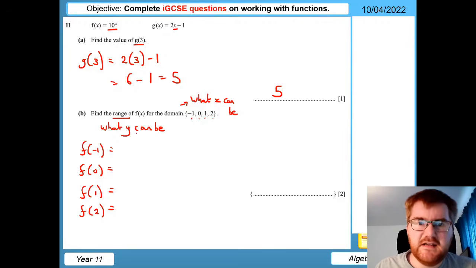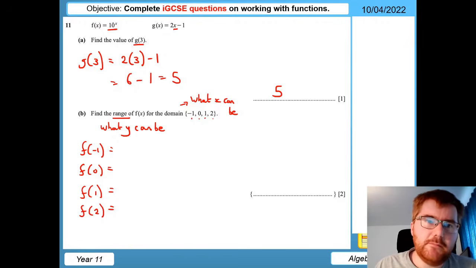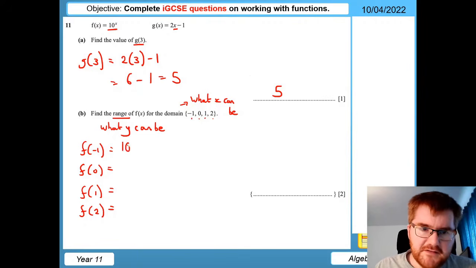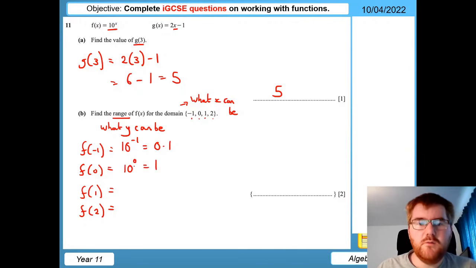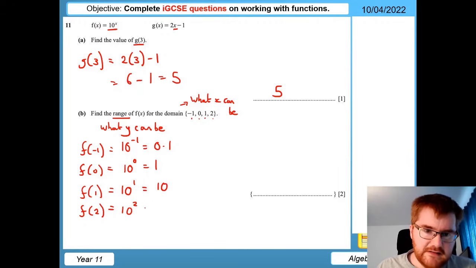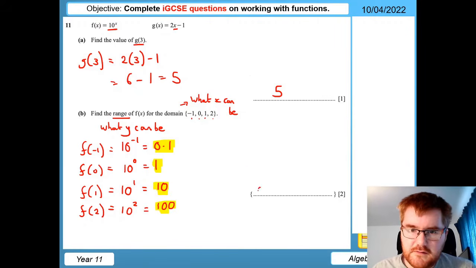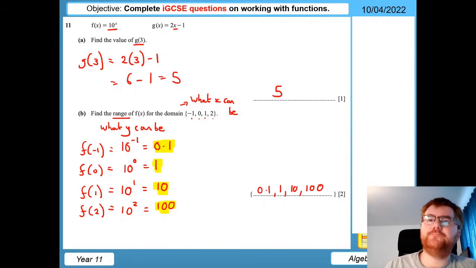And just pop these in. So f of minus 1, I'm going to replace the x with minus 1. That gives us 10 to the power of minus 1, which you can use a calculator for, is equal to 0.1. And then 10 to the power of 0 is equal to 1. 10 to the power of 1 is equal to 10. And then 10 squared is equal to 100. These 4 answers make up our range of the function for the 4 specific numbers that we're given. So we just write in 0.1, 1, 10, and 100.